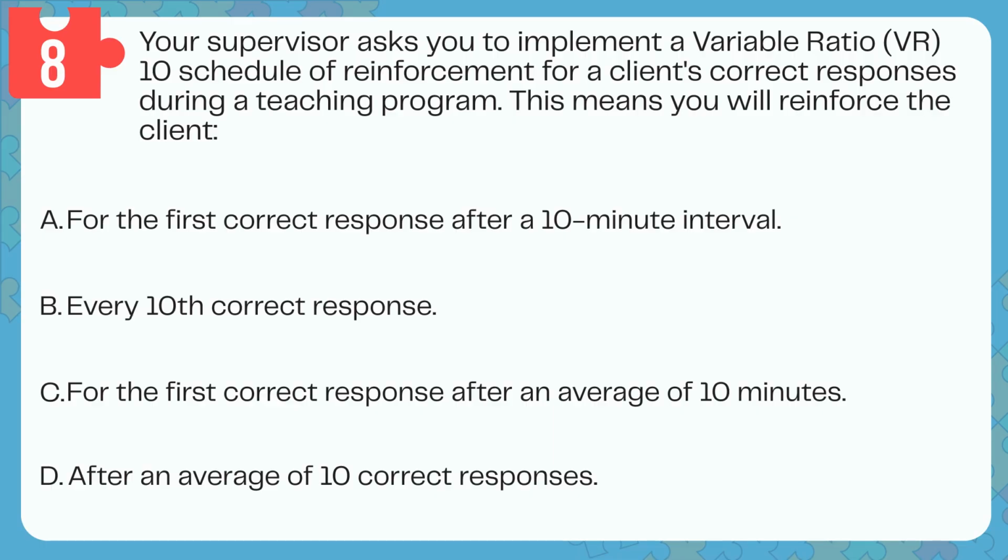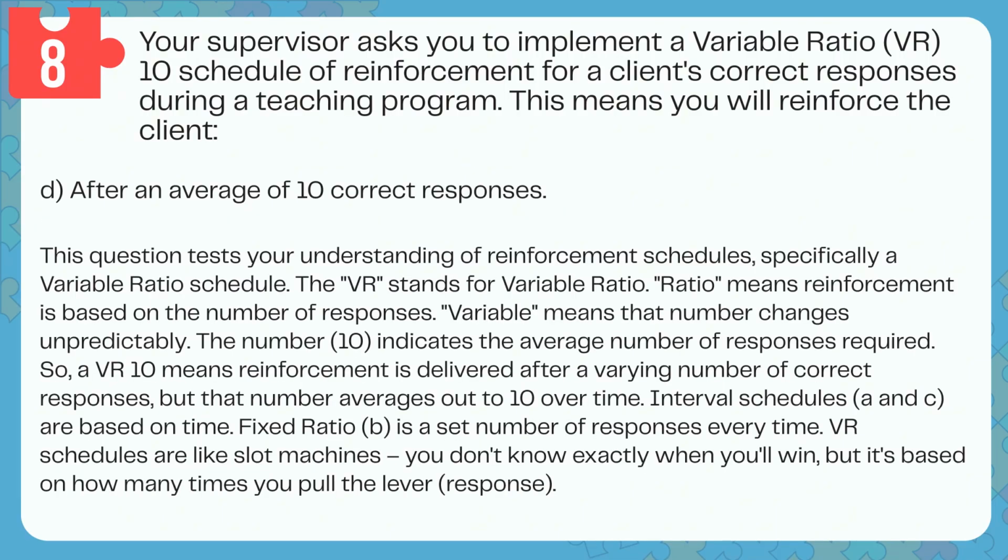Question 8. Your supervisor asks you to implement a variable ratio, VR, 10 schedule of reinforcement for a client's correct responses during a teaching program. This means you will reinforce the client. A. For the first correct response after a 10-minute interval. B. Every 10th correct response. C. For the first correct response after an average of 10 minutes. D. After an average of 10 correct responses. Answer: D. After an average of 10 correct responses.